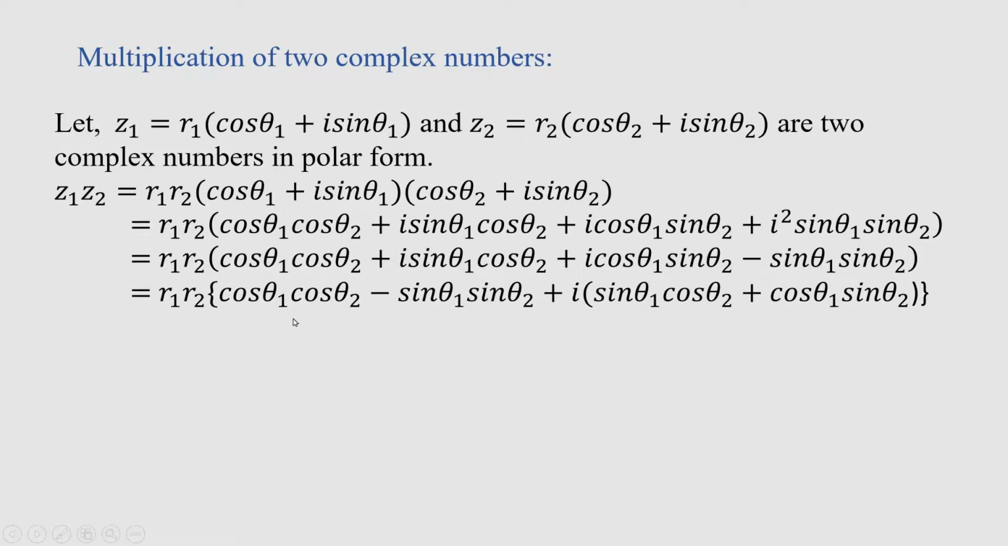Okay. And we know from the trigonometry formula cos A cos B minus sin A sin B is equal to cos A plus B. Therefore, we can write cos theta 1 plus theta 2, and sin A cos B plus cos A sin B is equal to sin A plus B. Therefore, we can write sin theta 1 plus theta 2.